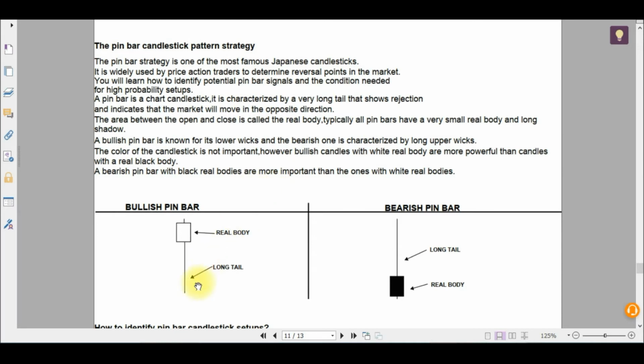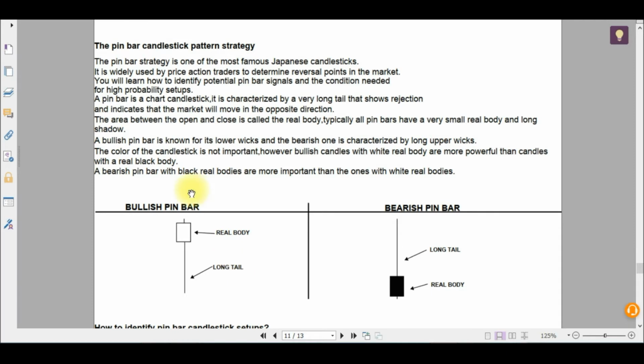For the bullish pin, you can see that the long tail is at the bottom of the small body. On the bearish candlestick you can see that the body is at the bottom and the long tail is actually on the upper side, and on the bullish the long tail is at the bottom, so we call it the lower long tail.